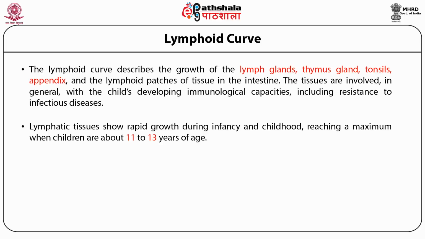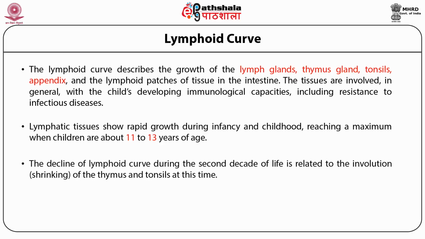of age. At these ages, children have on a relative basis about twice as much lymphoid tissue as they have adults. The decline of the lymphoid curve during the second decade of life is related to involution, that is, the shrinking of the thymus and tonsils at this time.